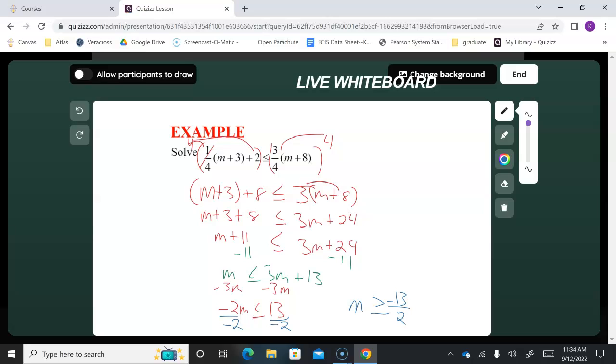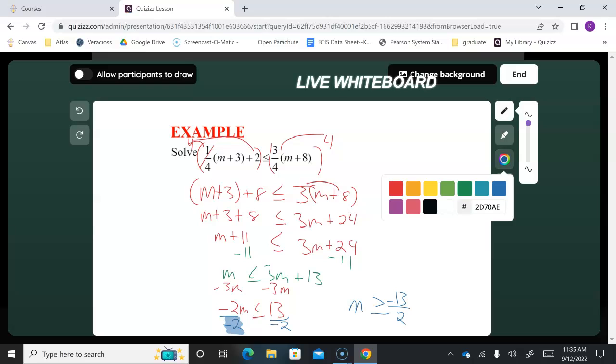Did anyone look at this and say, let's subtract the 1? Anybody? You can subtract that. Either way, you're going to get the same answer. So it's just being careful about where the negative is, if you have to flip your inequality. So m is greater than or equal to negative 13/2.